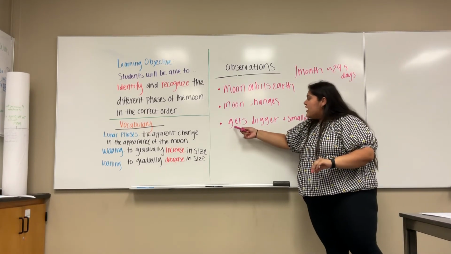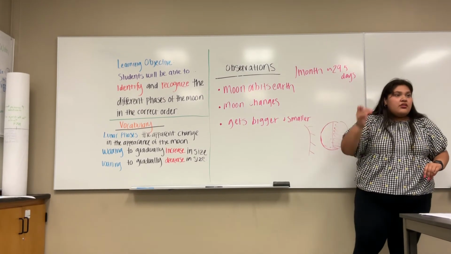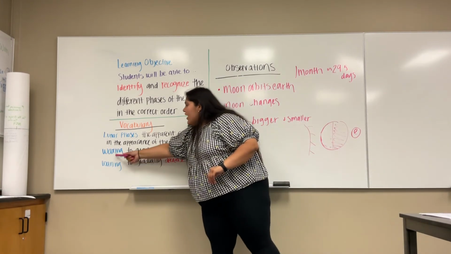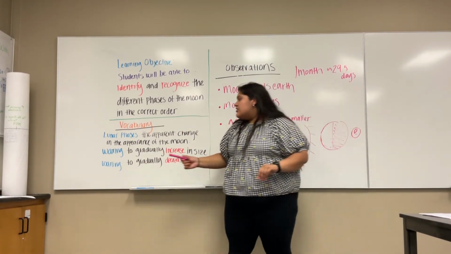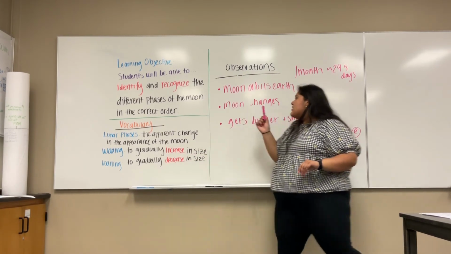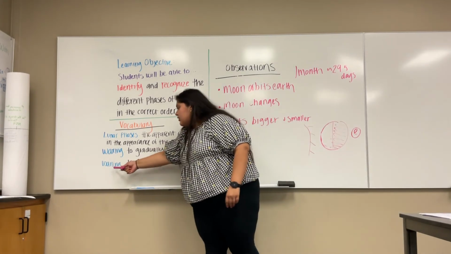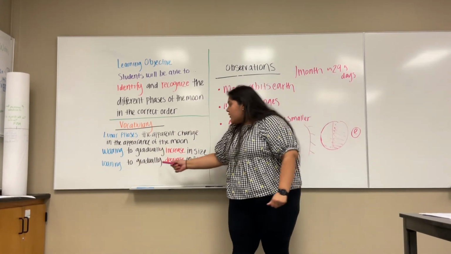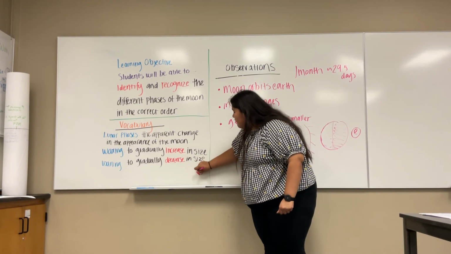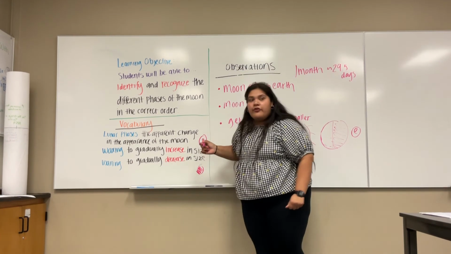So the next one, the moon gets bigger and then gets smaller. We call getting bigger for moon phases waxing. This means that the moon is gradually increasing in size. Whenever we say that the moon is getting smaller, we say that the moon is waning. This means that the moon is gradually decreasing in size. It's going back to its new moon phase, and when it's waxing, it's getting to be one big full moon, okay?